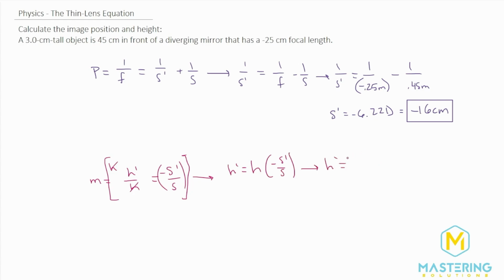So h prime is equal to the object height, which we said is 3 centimeters tall. So 3 times 10 to the negative 2 meters, multiplied by a negative 0.16 meters, so we need another negative 0.16 meters. This negative value comes from the equation, and this negative value comes from our previous answer, so both are necessary here. Obviously, when you plug that in, you could save time and just keep it as positive, but I'll put it in both just to be really thorough. And then over the object distance, which we said was a positive 0.45 meters.